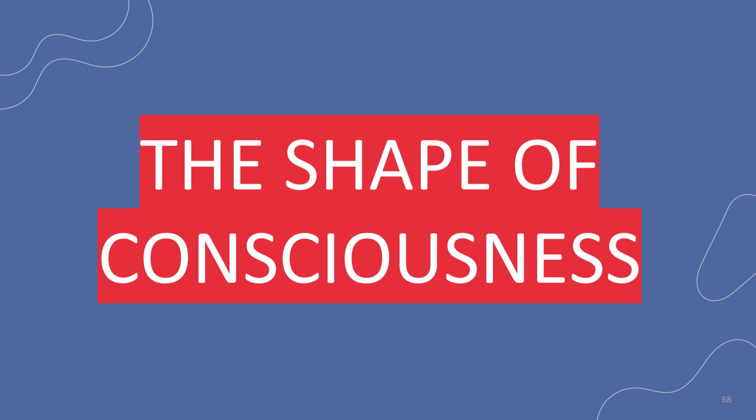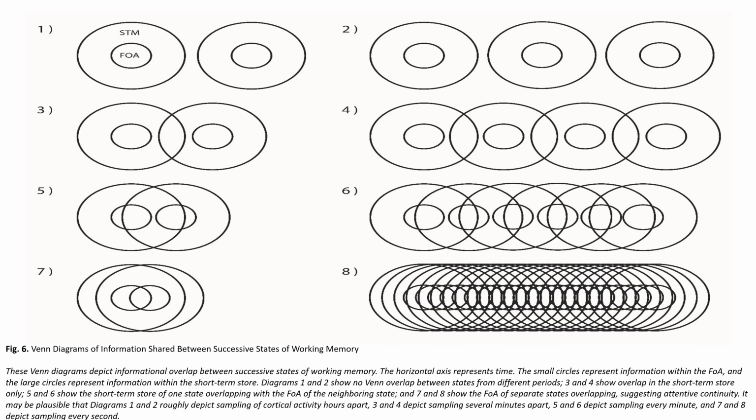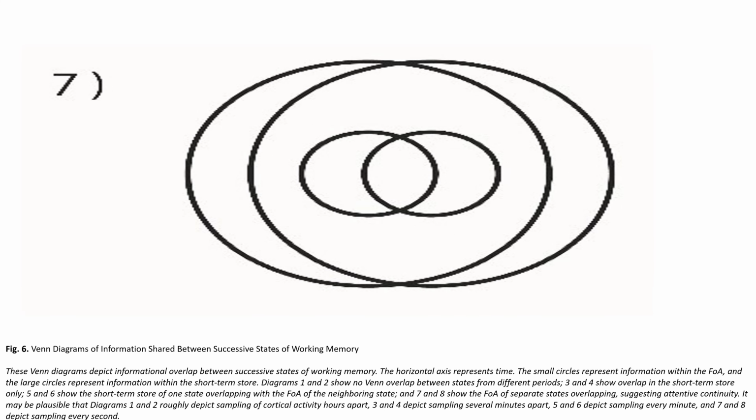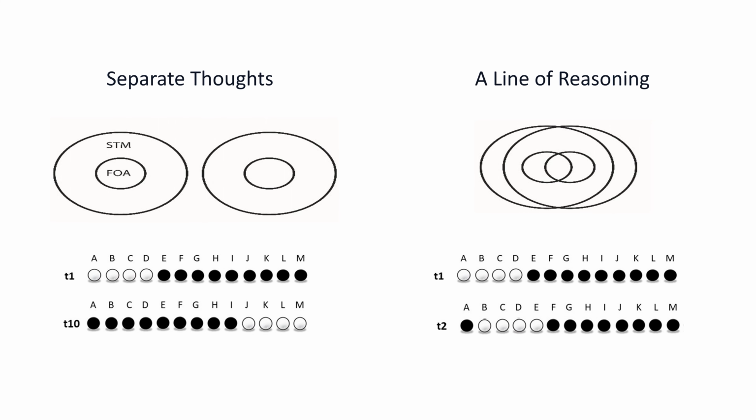So now that you understand the difference between the focus of attention and the short-term store, and you understand why each are updated iteratively, let's talk about how this helps us understand the shape of consciousness. To do so, we'll talk about this figure here. You can see from how it is labeled that the focus of attention is held concentrically within the short-term store. Thus, here are 2 states of working memory whose contents do not overlap. We can assume that these states are from separate thoughts. However, here we see 2 states whose contents overlap significantly. It's intended to represent a fractional transition in the thought process, such as 2 points in a line of reasoning. So you get it, right? Just to make sure, let me show you the equivalent examples underneath.